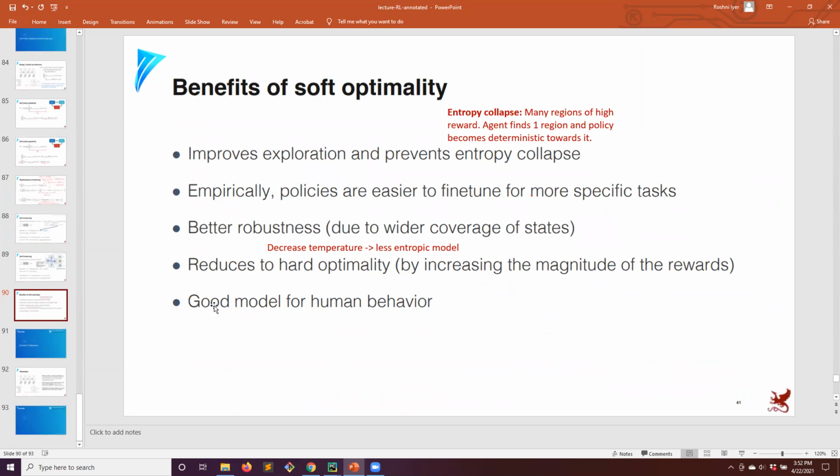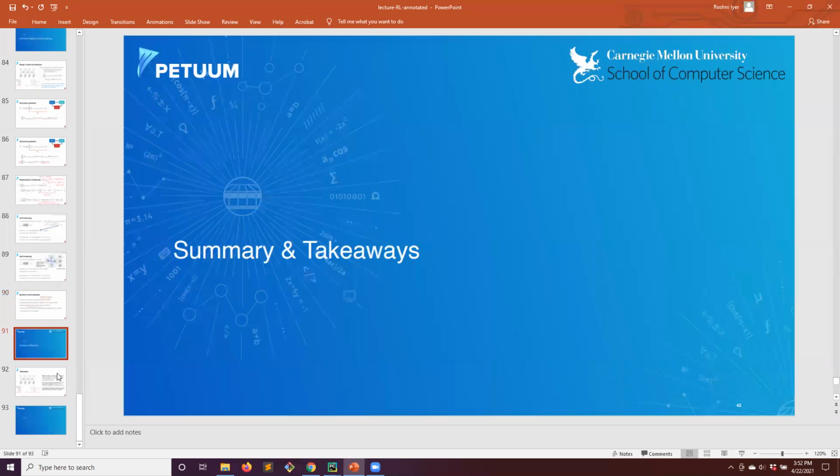And the last thing is that it could be a good model for human behavior, because human behavior is not always very deterministic, right? Because there's still some randomness. And because of this good property of exploration while also being able to prevent this entropy collapse, this model of soft Q learning works well in practice.